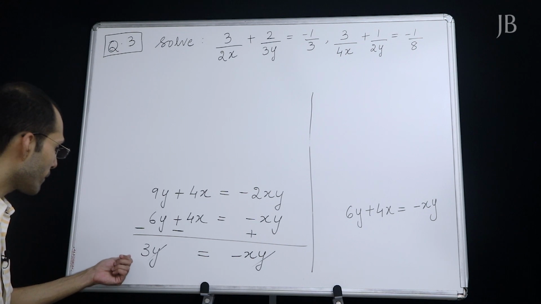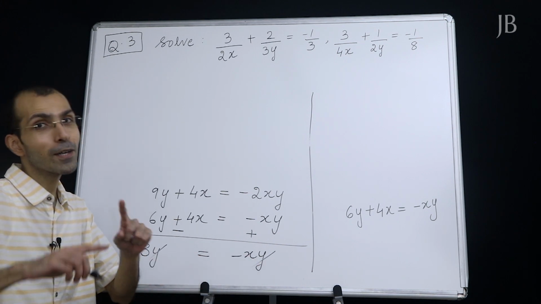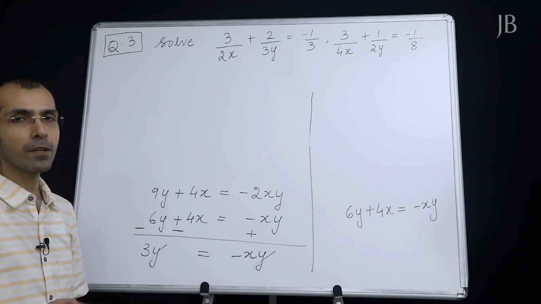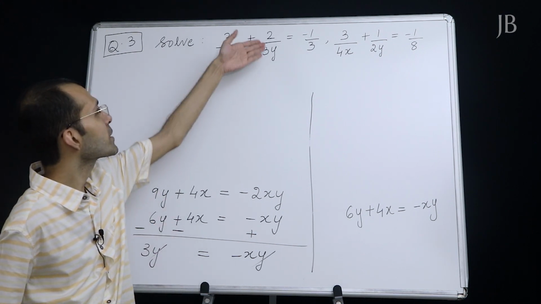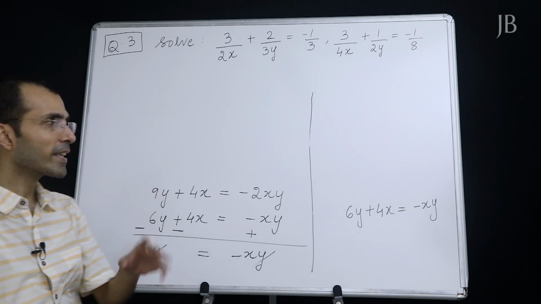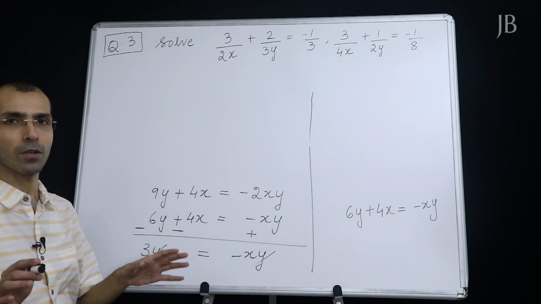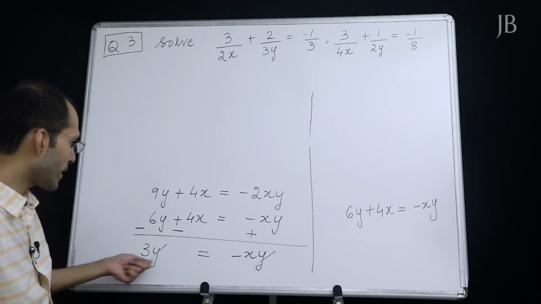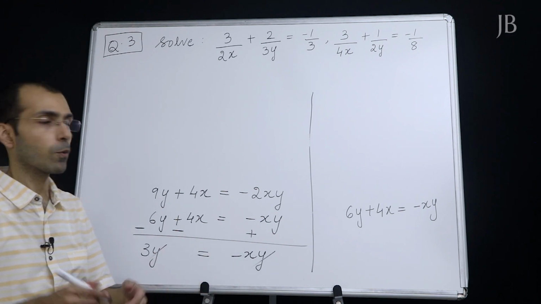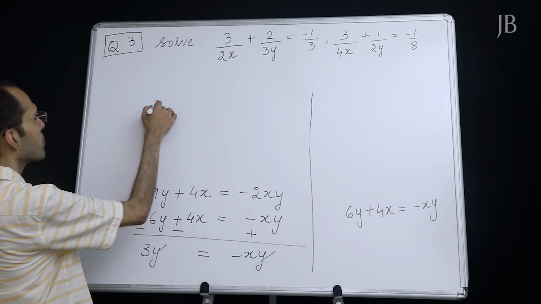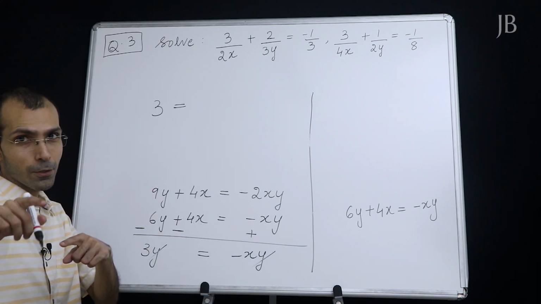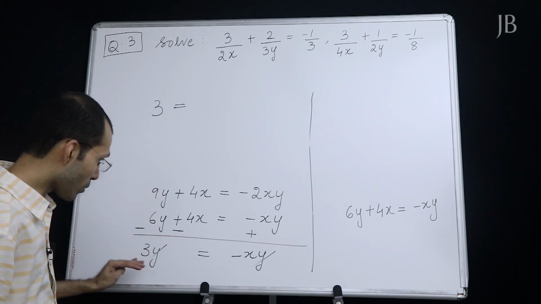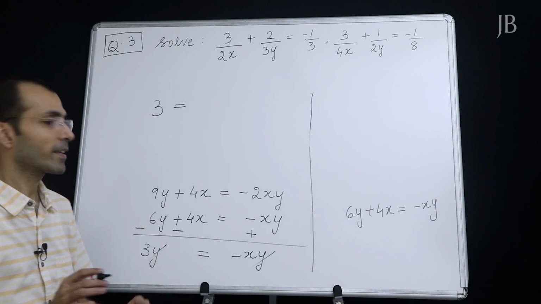Cancelled means actually we are dividing both the sides by y, which is permitted because y cannot be 0 here. If y is 0, the equation is not defined. So here y can be anything, but it won't be 0. So in such a case, we are permitted to divide both the sides by y. And this will give you 3, because if y had the capacity to become 0, then we could not have divided both the sides by y.